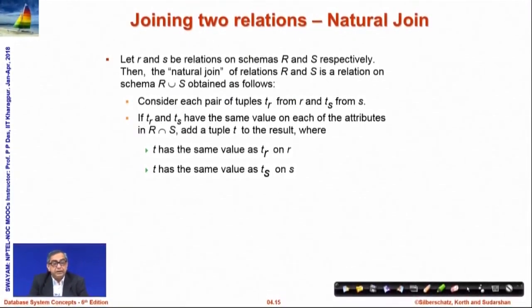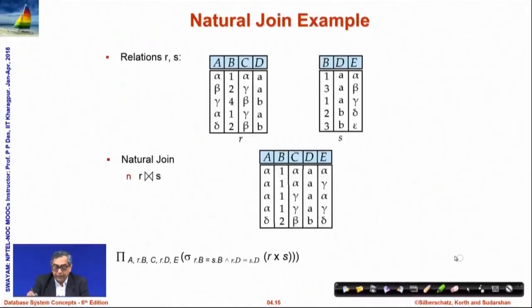There is a nice derived operation, which can be written in terms of other operations, called a natural join, which we will use very heavily. Let me first show you an example of that. Suppose I have two relations R and S, and what is important is that there are some attributes which are common between them.